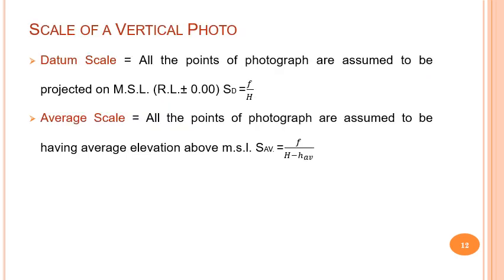Scale of a vertical photo, datum scale: all the points of the photograph are assumed to be projected on MSL, reduced level 0.000. SD is equal to f divided by H. Average scale: all the points of the photograph are assumed to have the average elevation above mean sea level. SAV is equal to f divided by capital H minus h average.